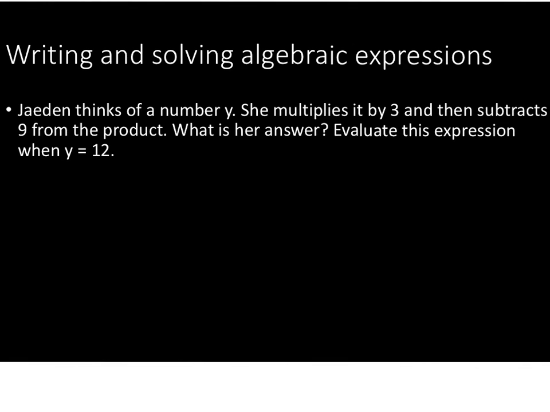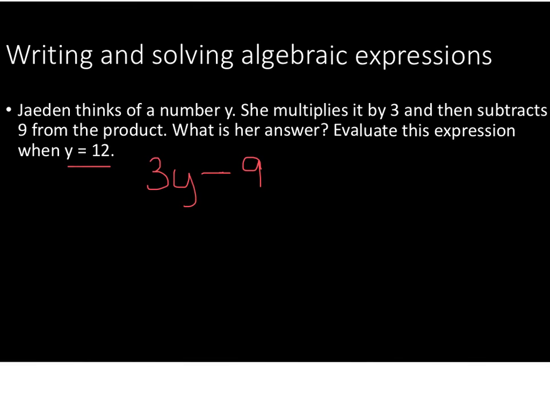So what we've got is she's thinking of a number y, and she multiplies this number by 3. So we're just going to make this 3y. Then she subtracts 9 from the product. So we're going to make this 3y minus 9. What is her answer? Evaluate this expression when y equals 12.